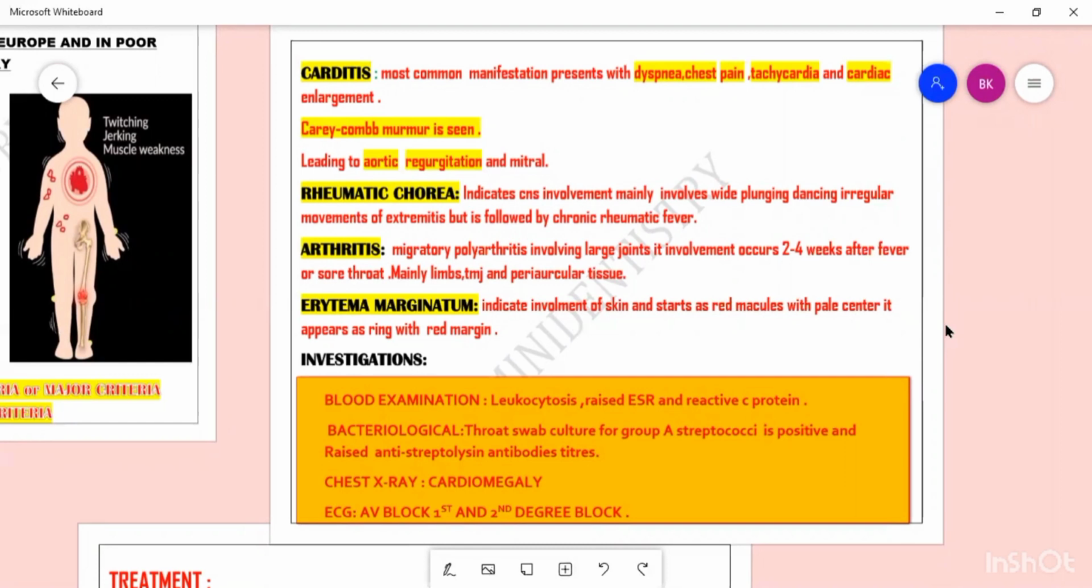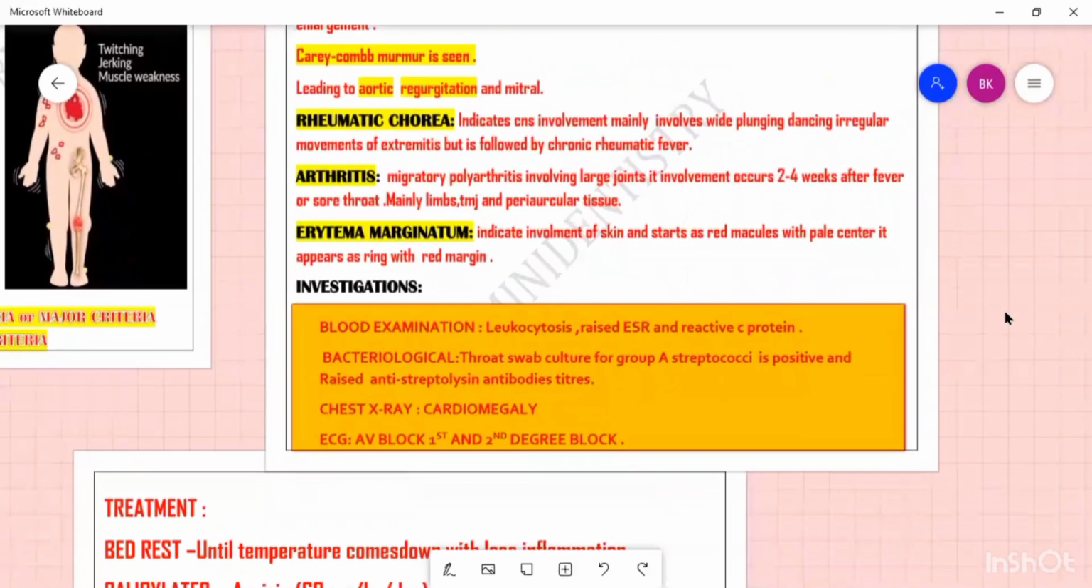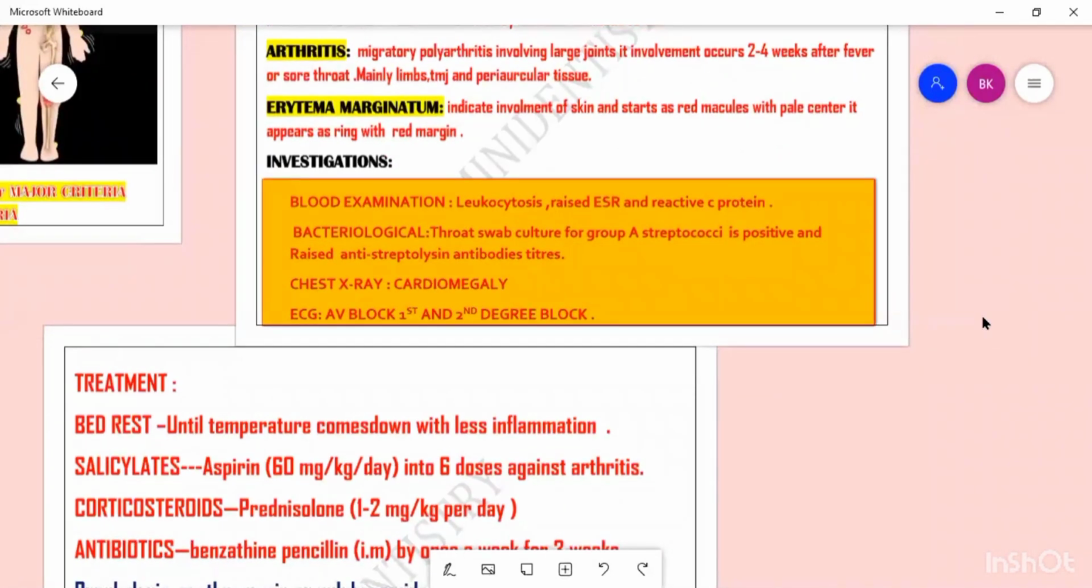Now, how do you investigate these disorders? What are the tests you run to confirm your diagnosis? First thing is a blood examination. You see leukocytosis, raised ESR, very common, and C-reactive protein. Bacteriologically, you take a throat swab culture and you see group A streptococci positive, and there is a rise in the antistreptolysin antibodies in your body. So that is very simple. On chest X-ray you see cardiomegaly, and if you take an ECG, there is clear evidence of AV block. So these are all the investigative features which you'll run to find out the diagnosis.